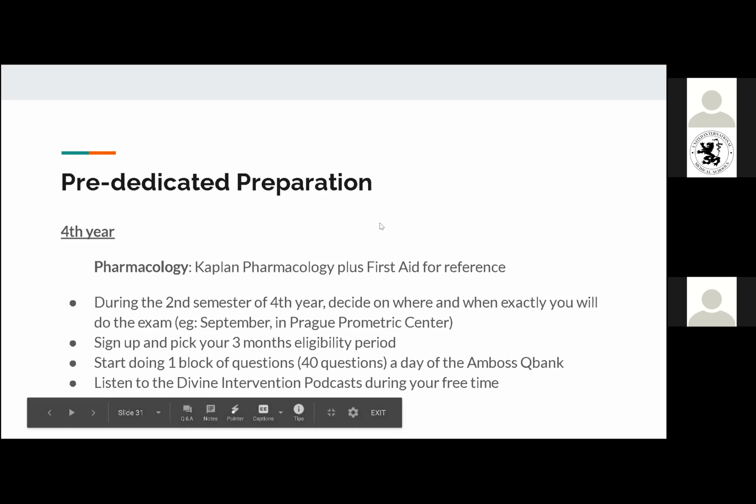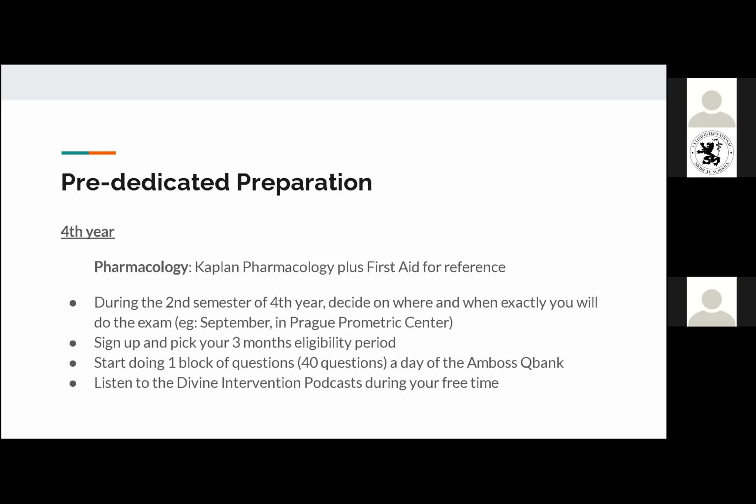During the 2nd semester of 4th year, you have to decide where and when you will do the exam. For example, September in the Prague Prometric Center. And then you have to sign up and pick your 3 months eligibility period. You can check how to sign up for the USMLE exam on the website, but basically you have to choose 3 months during which you can pick a date to do the exam.